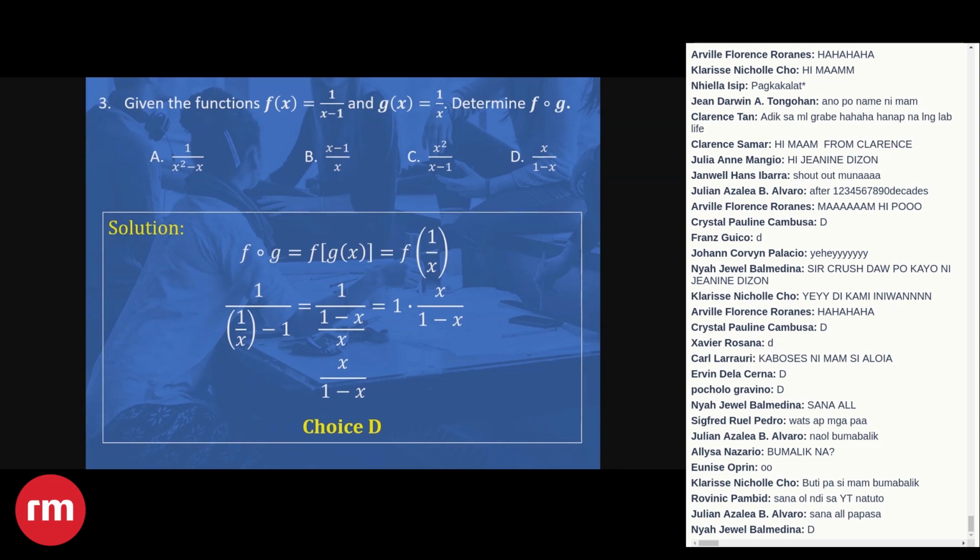Okay, so now, how about if I want to compute for g circle f of x? So what is this composition, g circle f of x?